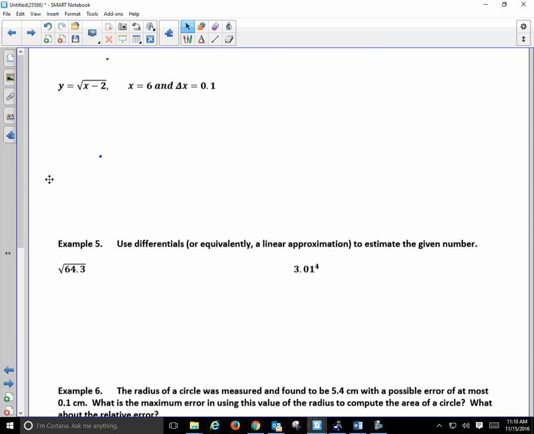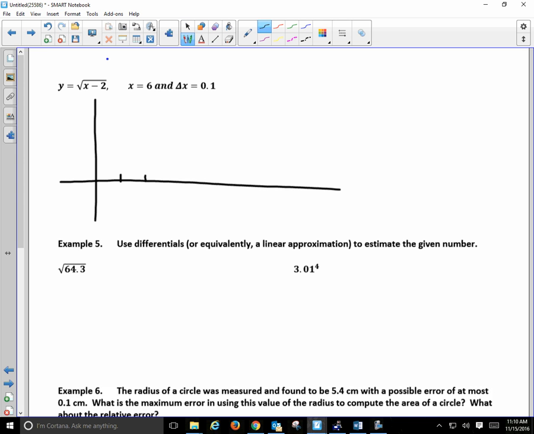What does the square root of x minus 2 look like? Shift the 2 to the right. Draw a tangent line at 6.